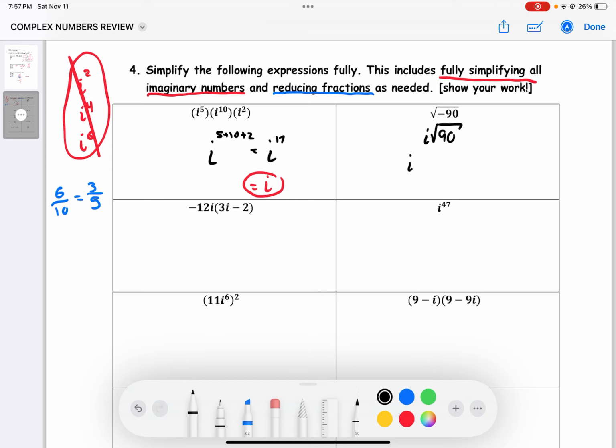And I can rewrite that as i root 9 root 10. And what's the square root of 9? Well, it's 3. So we get 3i root 10. Once again, the square root of 9 is 3, so I can just replace it. And because the only factors that I can make of 10 are not perfect squares, I am fully simplified here. And this will be my final answer, 3i root 10.